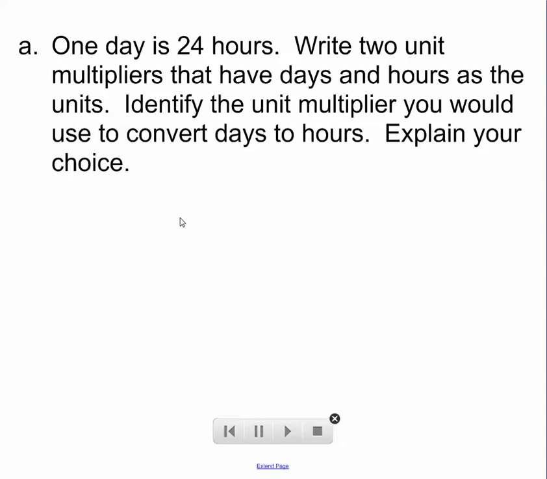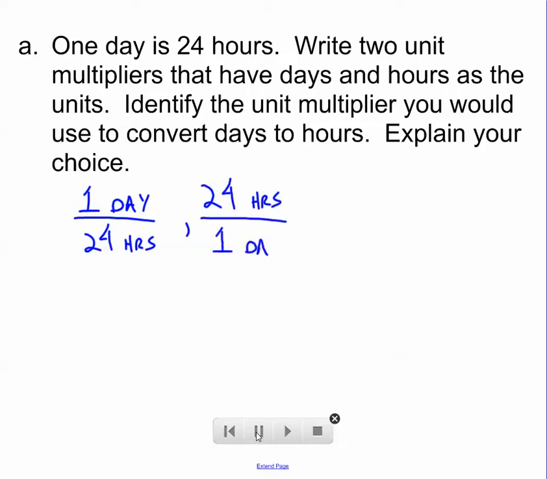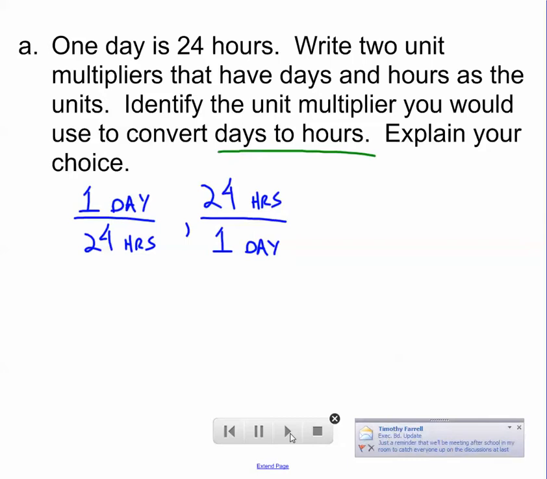Identify the unit multiplier you would use to convert days into hours and explain your choice. Okay, so here's our two unit multipliers. One day for every 24 hours, or we could write it as 24 hours for every 1 day. Pretty easy, okay? Those are our two unit multipliers. Now, which one of these, and we're answering the second question here, identify the unit multiplier you would use to convert days to hours. Which one of these would convert days to hours? The second one.